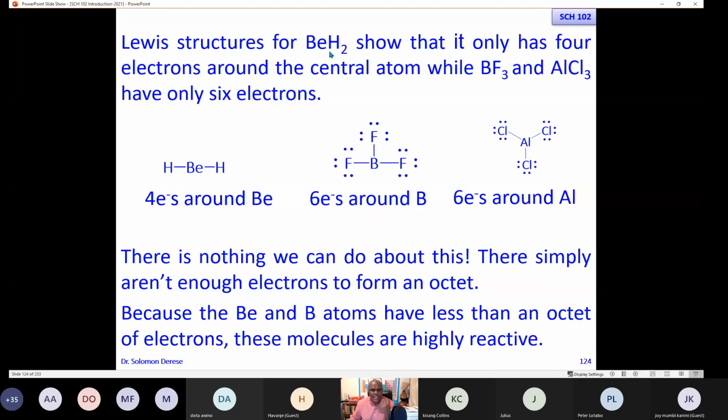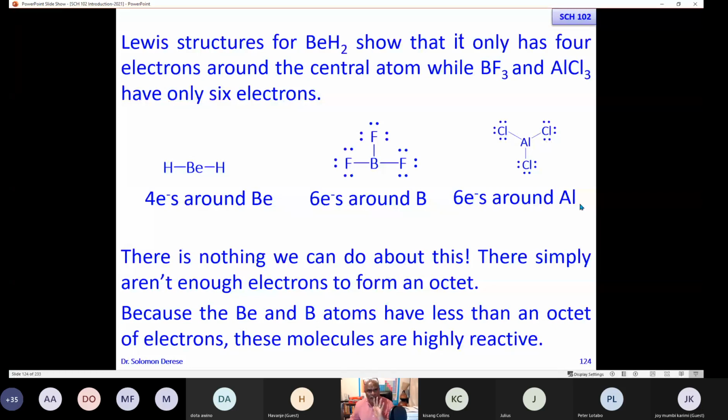So you cannot generate 8 out of 4. Even if we want to give the beryllium 8 electrons, we do not have enough electrons to provide 8 electrons to the beryllium. So at the end of the day, you will have the beryllium in this molecule having only 4 electrons around it. The same for boron and aluminum. They can only have 6 electrons around the central atom. As a result, these molecules have an incomplete octet of electrons.